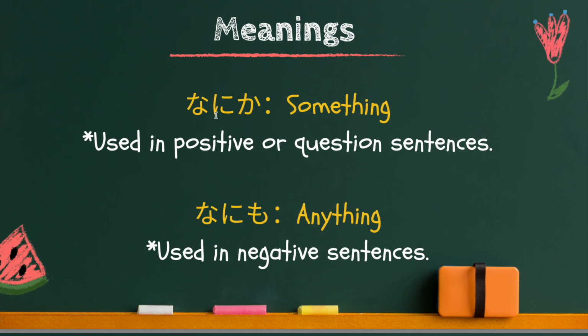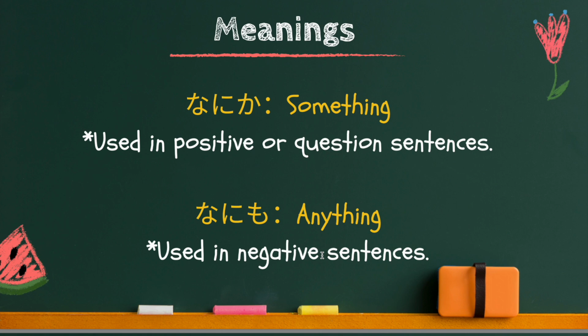Once again, nanika means something, and this is used in positive or question sentences. For example, did you eat something today? Or did you do something on the weekend? And so on. Nanimo, on the other hand, means anything, and this is only used in negative sentences. For example, I didn't eat anything. I didn't do anything. Like that.